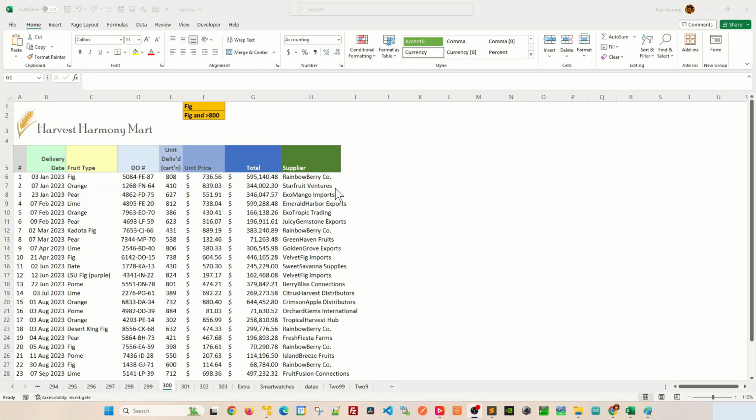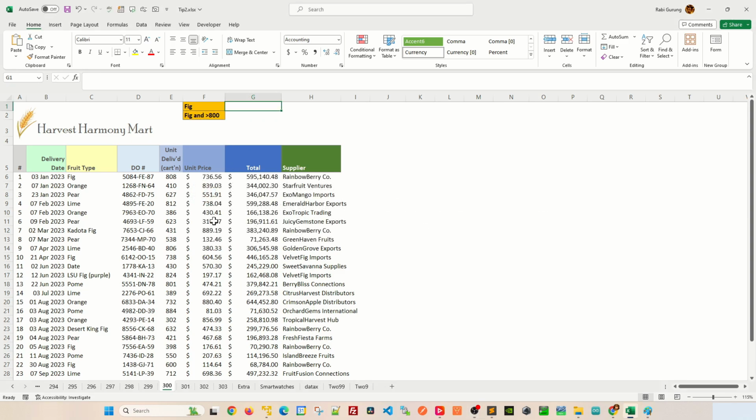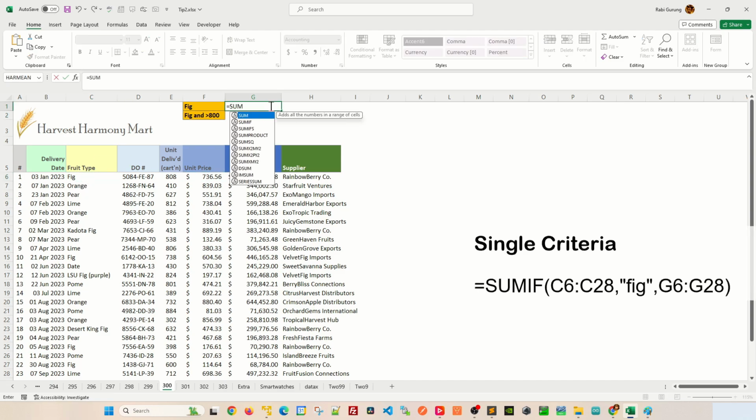If you want to level up your skill in Excel, you must be able to answer this question. What is the formula for subtotal compile with an if statement here? Let's say, for example, on this data set here, I'm looking for the fruit type fig, and if it's found, I want to add this number to the total. So the function we'll be using is called SUMIF.